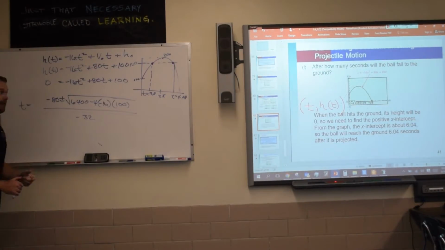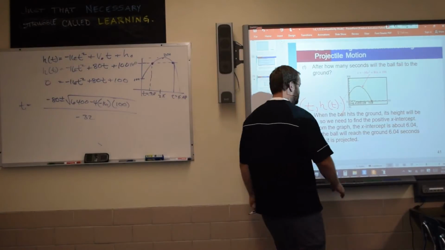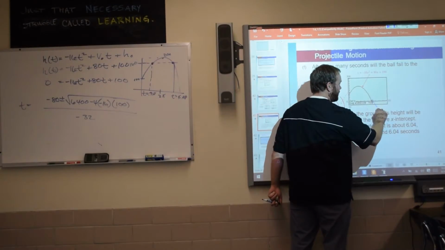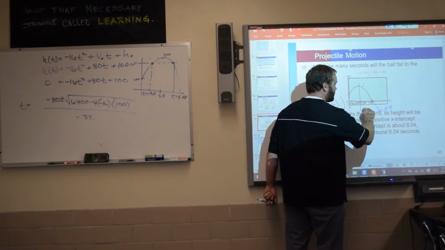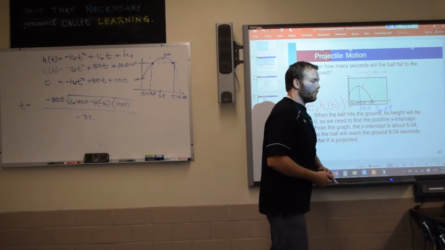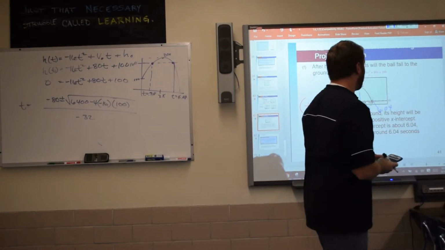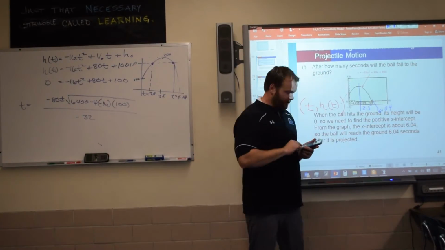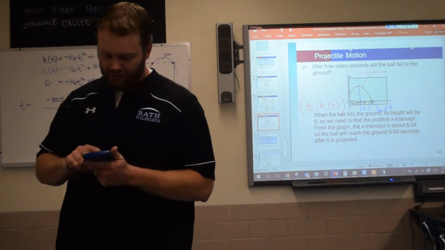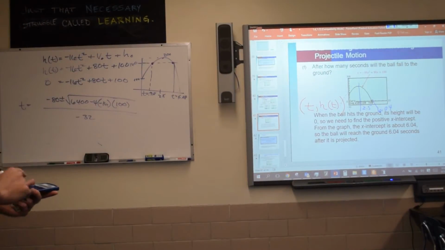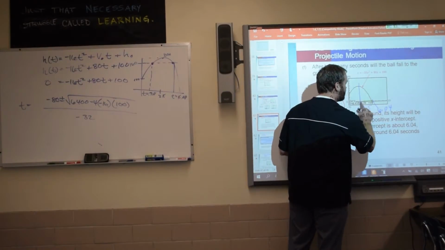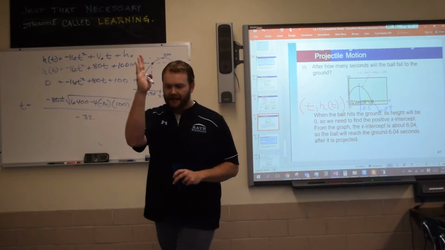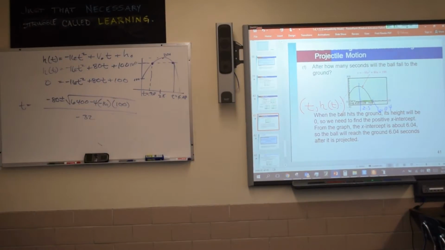Just thinking about this, if this time is 6.04, and the vertex was at 2.5, we should be able to do subtraction there and find out what that difference is. 6.04 minus 2.5 gives me 3.54. Does that make sense? So what I just found is that distance between the axis of symmetry for a parabola and one of the x-intercepts. And that distance, the green one, is 3.54.